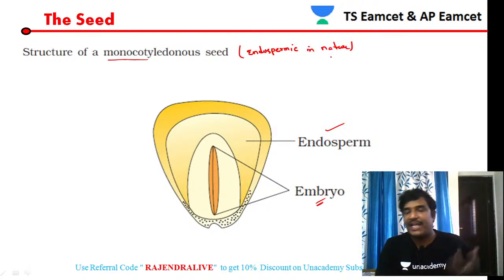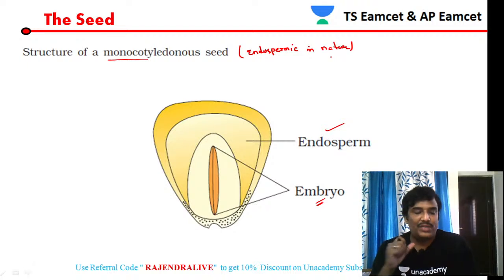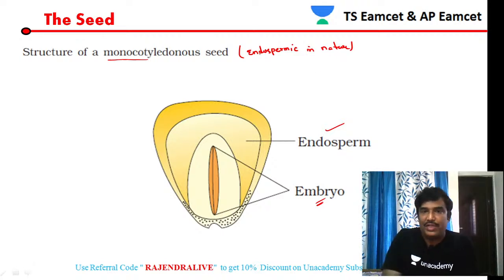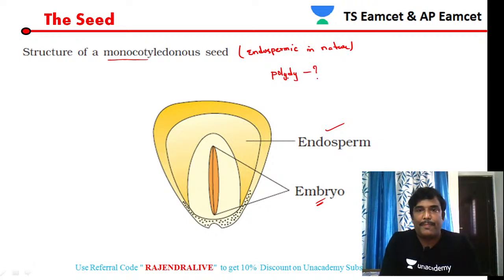Can anybody tell me what is the ploidy of endosperm, students? Syed or Srinivas, can you tell me? My question is, what is the ploidy of endosperm? Is it diploid or triploid? Like haploid, diploid, there will be such options. What is the ploidy of endosperm? Is endosperm haploid or diploid? Any answer from your side?